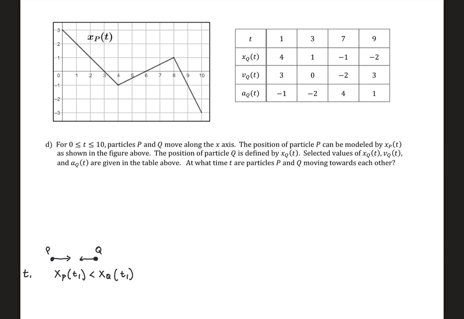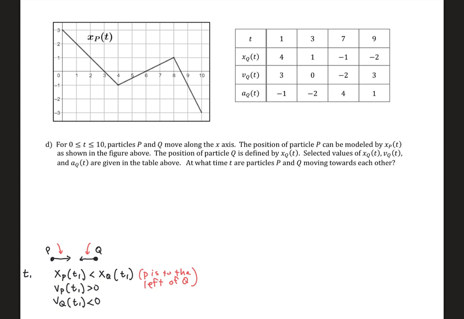So this is one scenario. The position of P is less than the position of Q, and all this means is P is to the left of Q. Position being less means that particle is to the left of the other one. Okay, so this has to be true, but then also notice that since P is moving to the right, the velocity of P at that same point in time has to be positive. And since Q is moving to the left, the velocity of Q at that point in time has to be negative.